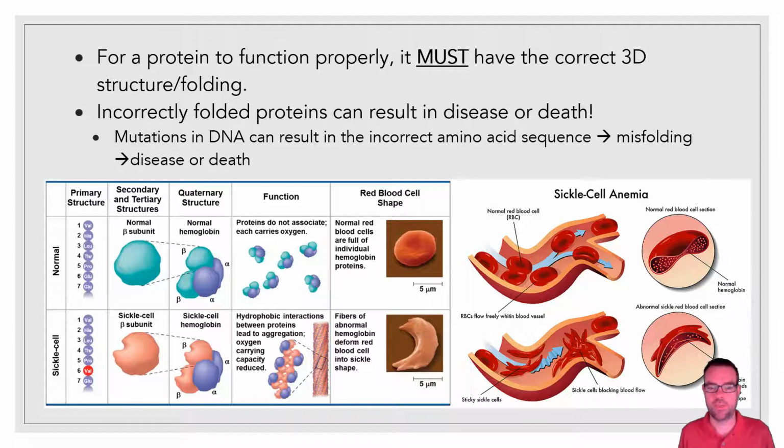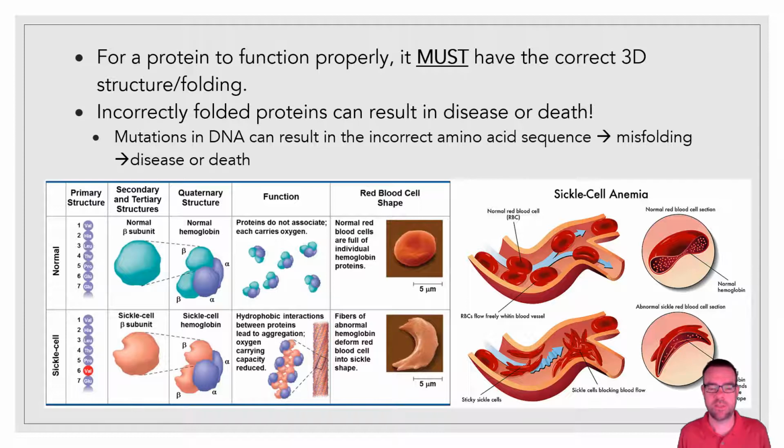Now, the code for those is in the DNA. So if somebody has a mutation in their DNA, it codes for the wrong amino acid, it makes that protein fold wrong because that valine does not want to be near water. It's going to fold into the middle of the protein. And you see that beta subunit there is the wrong shape.